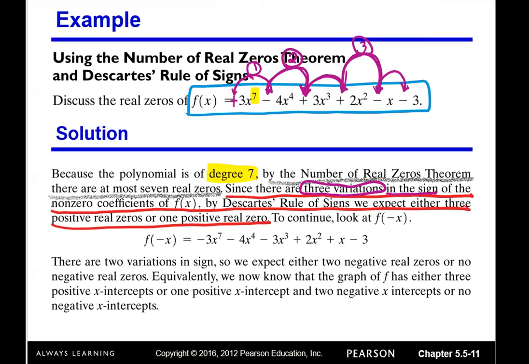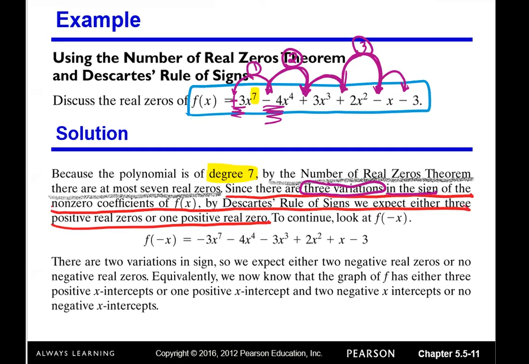And it says of the non-zero coefficients. This went from 3x to the 7th down to a 4x to the 4th. Technically, there'd be a 0x to the 6th and a 0x to the 5th in there, but we never write those because 0 times x is 0. But they throw that in there with the non-zero coefficients. The positive 3 is non-zero. The negative 4 is non-zero. Nobody ever writes those zeros in there anyway.